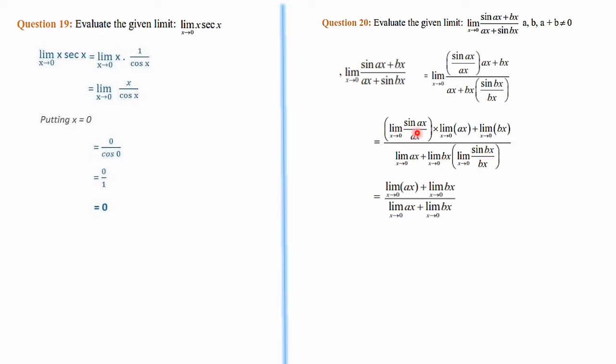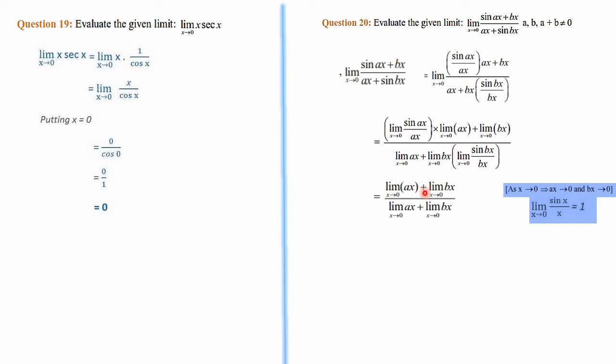So these two terms will be coming as 1, means the balance will be limit x tends to 0 ax plus limit x tends to 0 bx, that is in the numerator. Denominator limit x tends to 0 ax plus limit x tends to 0 bx. This term comes as 0. Reason is here. As x tends to 0, ax tends to 0 and bx tends to 0 because x tends to 0. That means limit x tends to 0, sin x by x is equal to 1. By using the formula, we change these two terms as 1.